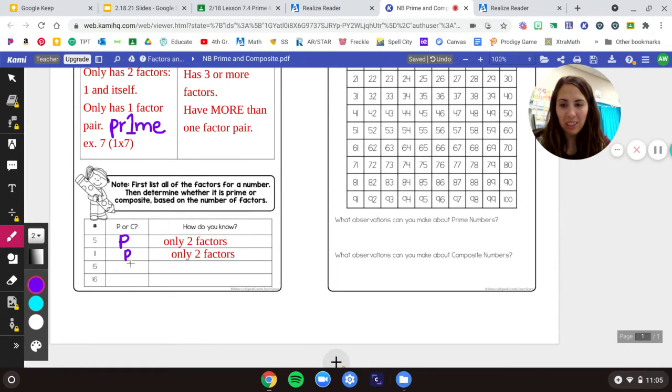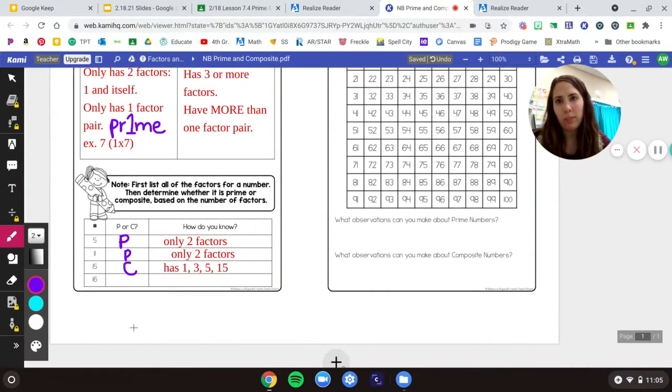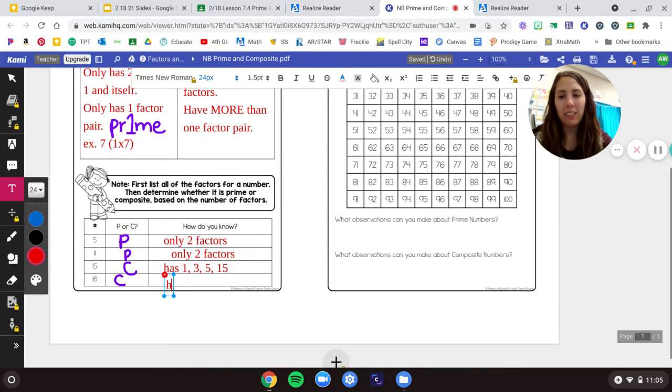Well, it is actually composite. Why is it composite? Well, it has 1, right? And we can also use 3, 5, and 15. So it has more than that 1 pair. Try 16. 16 definitely is composite because its factors are, I know 1 can go in, 2 can, 4, 8, and 16. I'm thinking through my factor pairs.